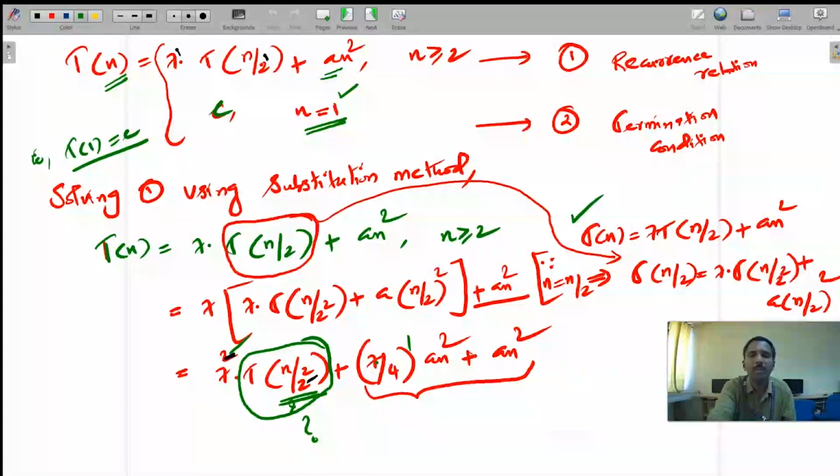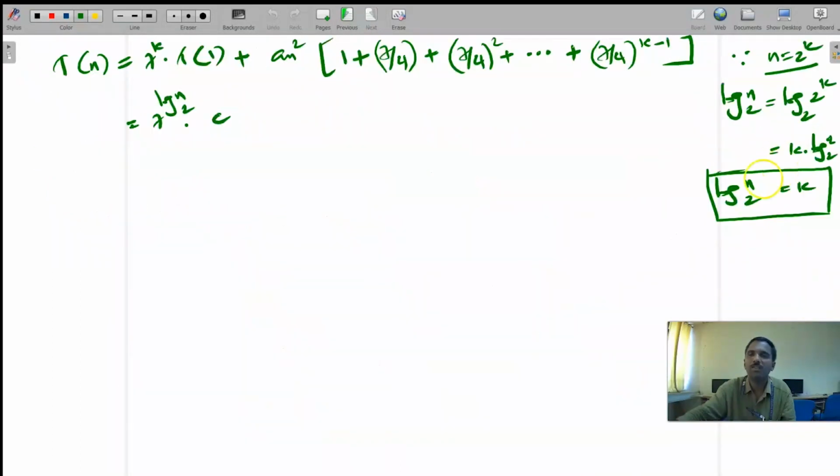When the actual parameter n becomes 1, then the input size n becomes 1. We need to have a fixed amount of operations, that is C. T of 1 is equal to C, right? Since from a 2, T of 1 is equal to C, that is written here. A plus a n square, this is in the form of a geometric series.